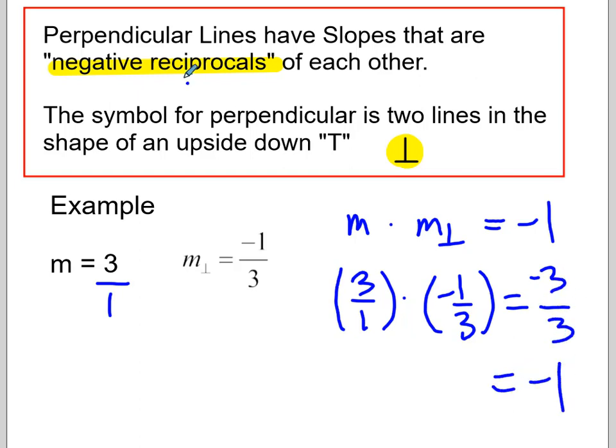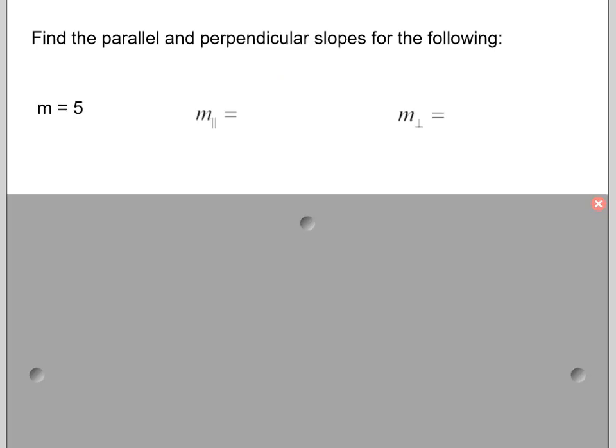Reciprocal is a fancy word for flip. So you'll notice this is 3 over 1 here. The flip of it would be 1 over 3, but one of them has to be negative. And I'll show you that a little bit more on this one right here.